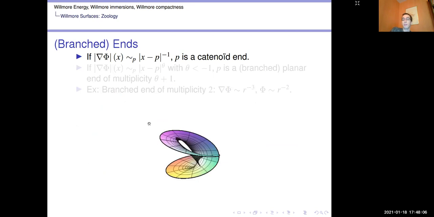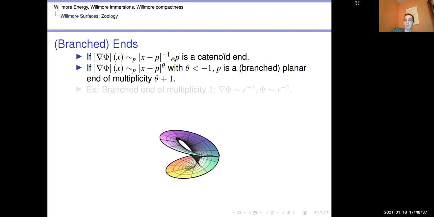However, in order to study them, we need to study the non-compact behavior, because it's going to have an influence on the behavior of the inverted compact Willmore surfaces. So to do that, let us introduce the notion of an end. A catenoid end happens when nabla phi behaves as x minus p to the power minus 1. So in fact, phi behaves as some logarithm around p. This is what we call a catenoid end, because it has the profile of a catenoid.